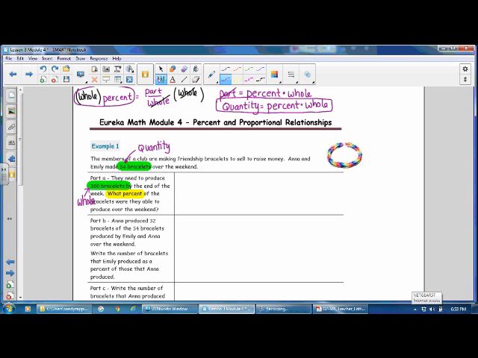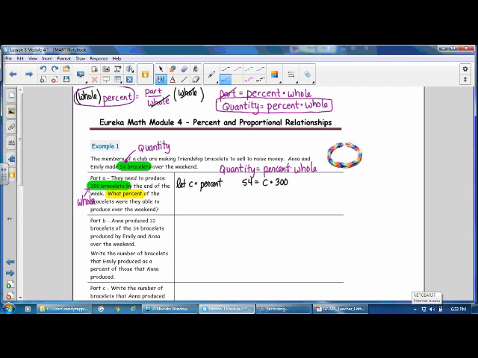So our equation, and it's not a bad idea to get in the habit of writing the words out to help you to memorize the formula. Quantity is equal to percent times whole. And then replace your words with your values. So we know that the quantity is 54 bracelets. The percent is unknown. Let C equal the percent. And the whole is 300 bracelets. So now we have an equation that you can solve.